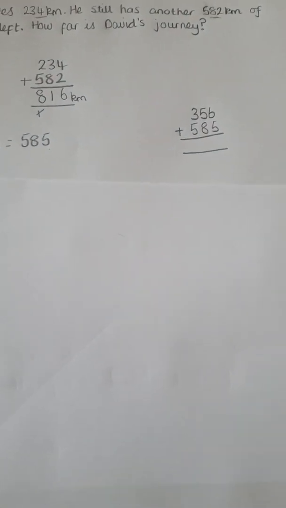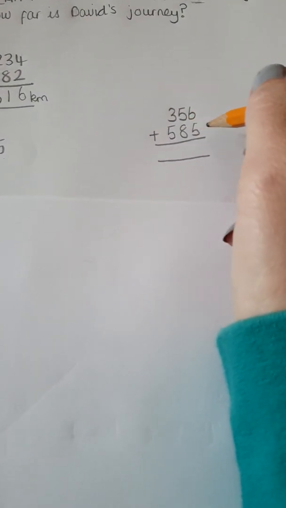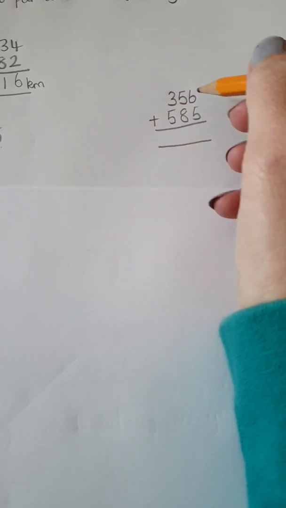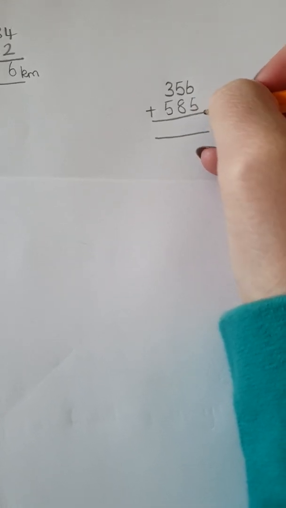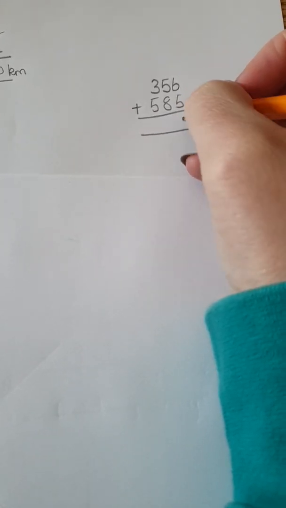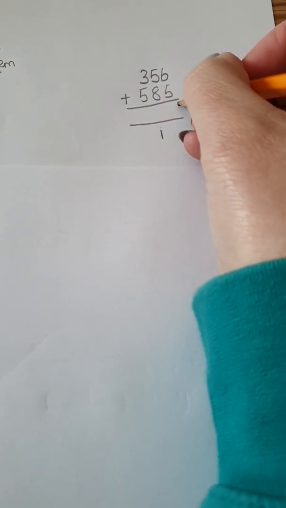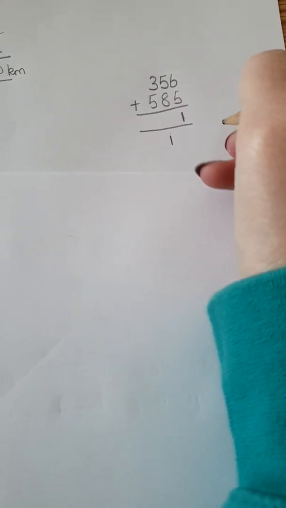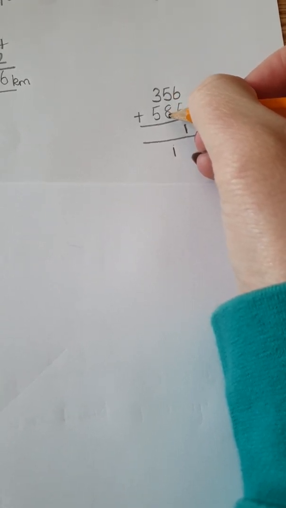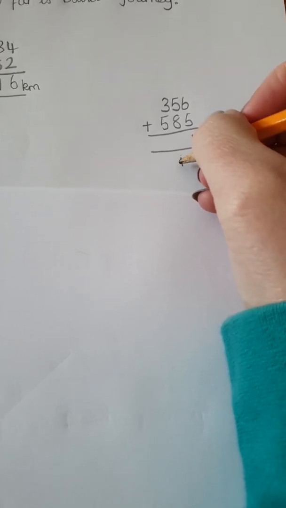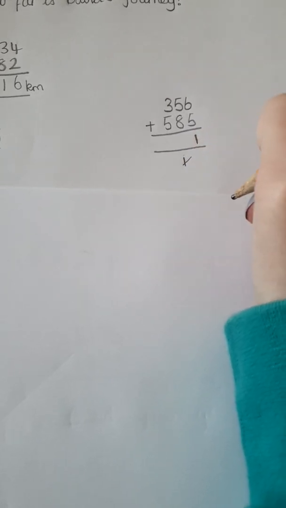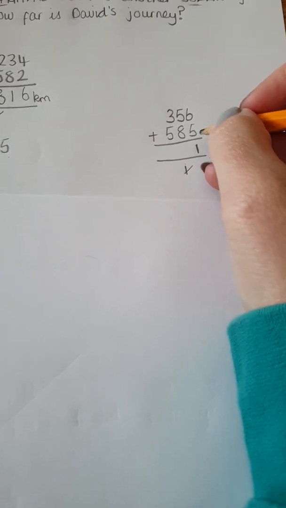So if we do it again and put it into column addition, okay, we have got 356 add 585. Starting on your units column again, so 6 add 5 would give us 11. So what we have to do, because it's given us 11, it's given us 10 and 1. We put the 1 unit in the units column and carry the 10 over. We've then got 5 tens add 8 tens. That would give us 13 tens, so 130. But we must add the 10 here, which would give us 140, okay?